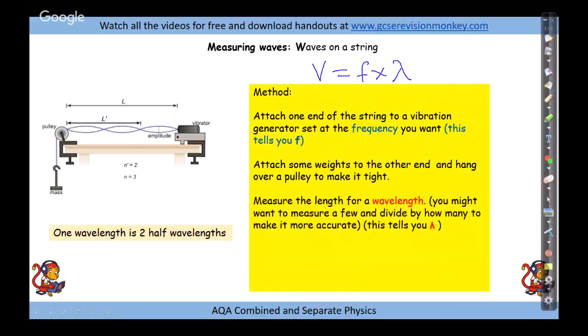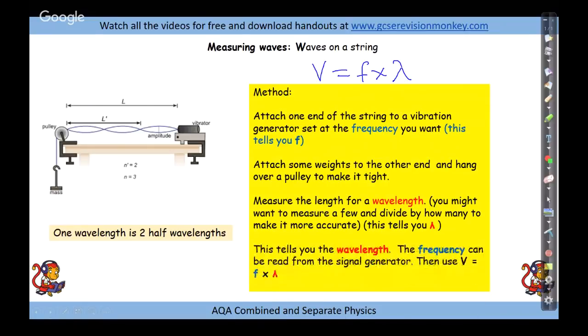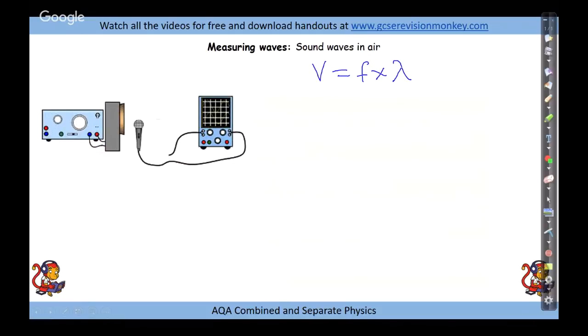Measure the length for a wavelength. Again, two half wavelengths. You might want to measure a few and divide by how many to make it accurate, and this tells you the wavelength. So you might find you've got loads of waves appearing on this piece of string. Measure 10 half wavelengths, that'll be 5 whole wavelengths, and divide your number there by 5. Okay, so this will tell you the wavelength. You get the frequency from the vibration generator. Again, use V equals F times lambda.